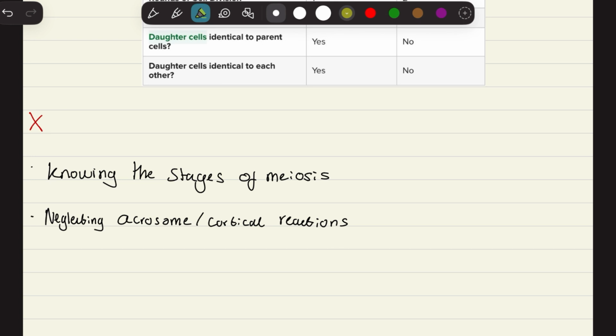Your description for anaphase or telophase is going to be exactly the same as it would be for mitosis. Maybe just be aware that if you're describing metaphase 1, you need to say homologous pairs instead of sister chromatids. And then neglecting the acrosome and cortical reactions. I think it's something that's often forgotten, to be honest. Just don't let that be you. Make sure that you're aware of it and you're happy with it. They aren't that complicated to learn, to be honest.